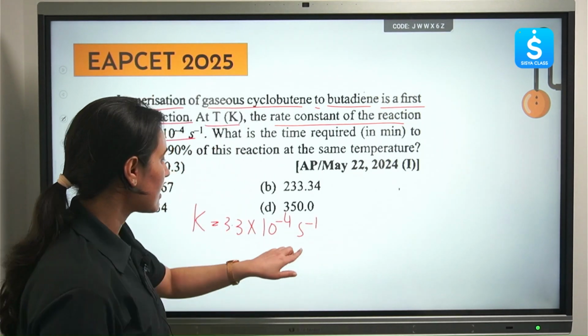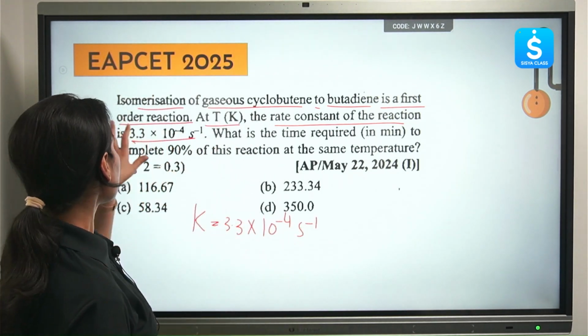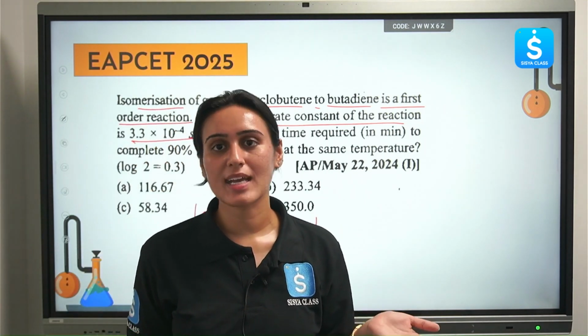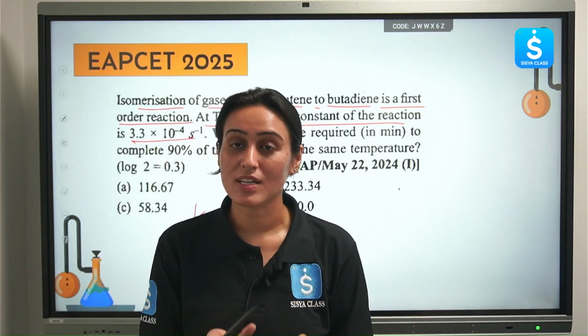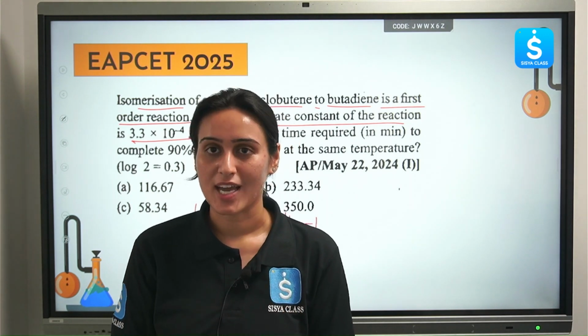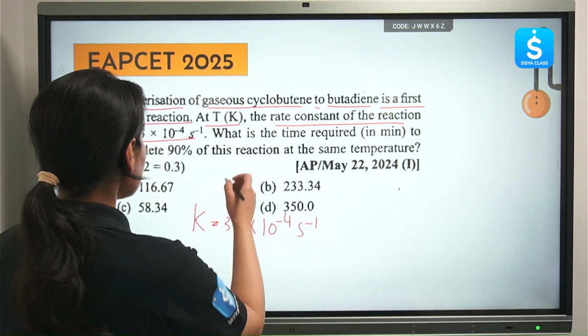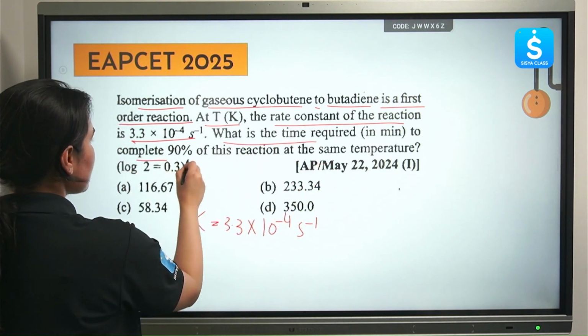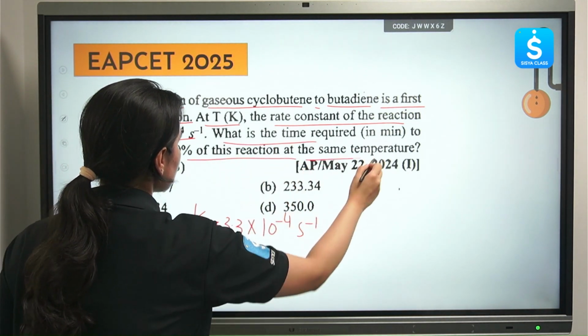Great. And if the rate constant is per second, you have to understand we are talking about a first order reaction. Based on the unit of rate constant, you can decide the order of reaction. So what is the time required in minutes to complete 90% of this reaction at the same temperature?